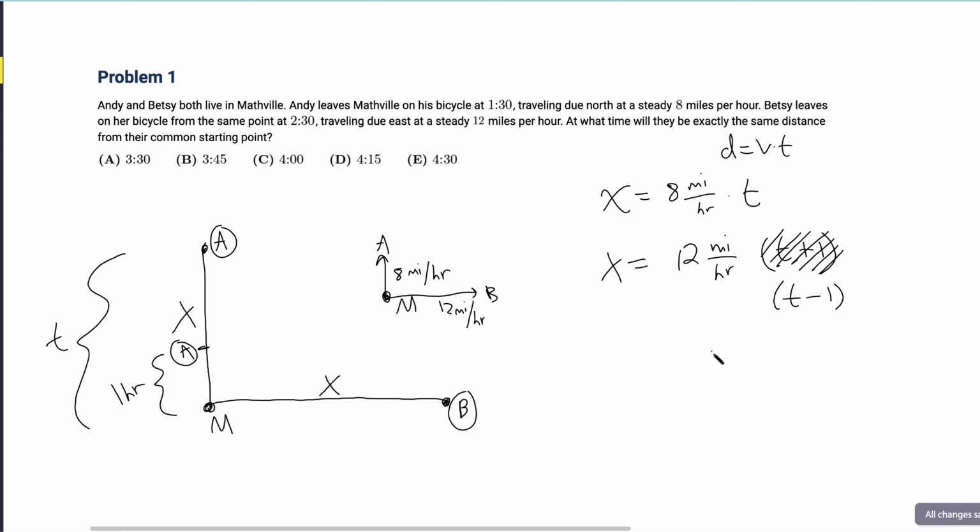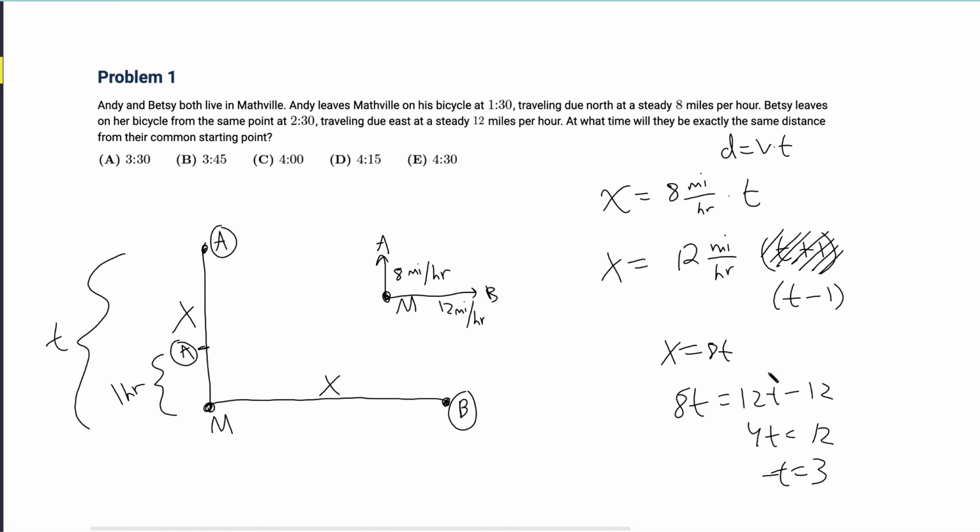Okay, so now we can just solve for t and x, and we're done. We have x is 8t, so 8t is equal to 12t minus 12, so 4t is equal to 12, so t is equal to 3. So it took Andy 3 hours, and it took Betsy 2 hours. And at what time? Well, 3 hours passed for Andy, that's 3 hours plus 1:30, so that becomes 4:30. So the answer should be E.